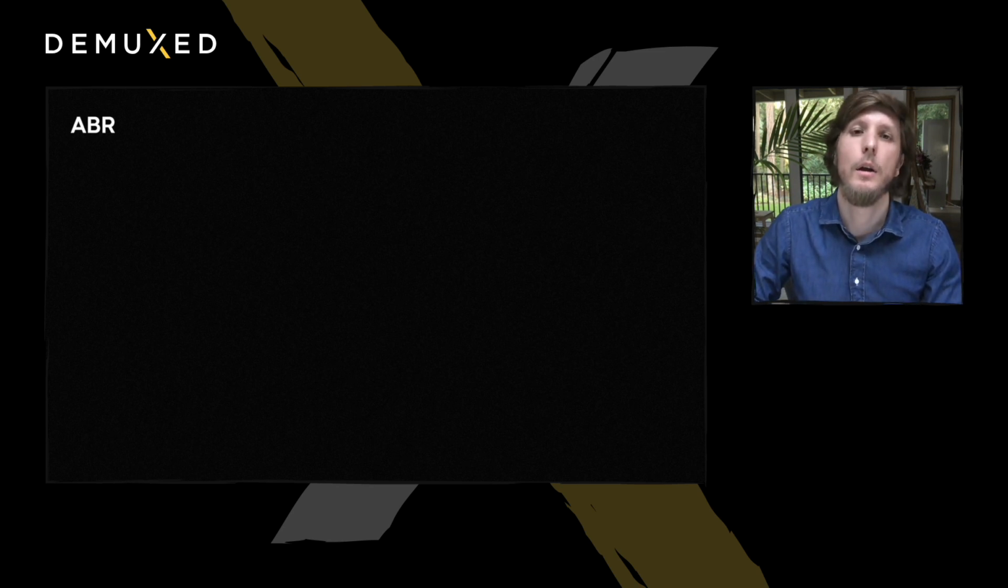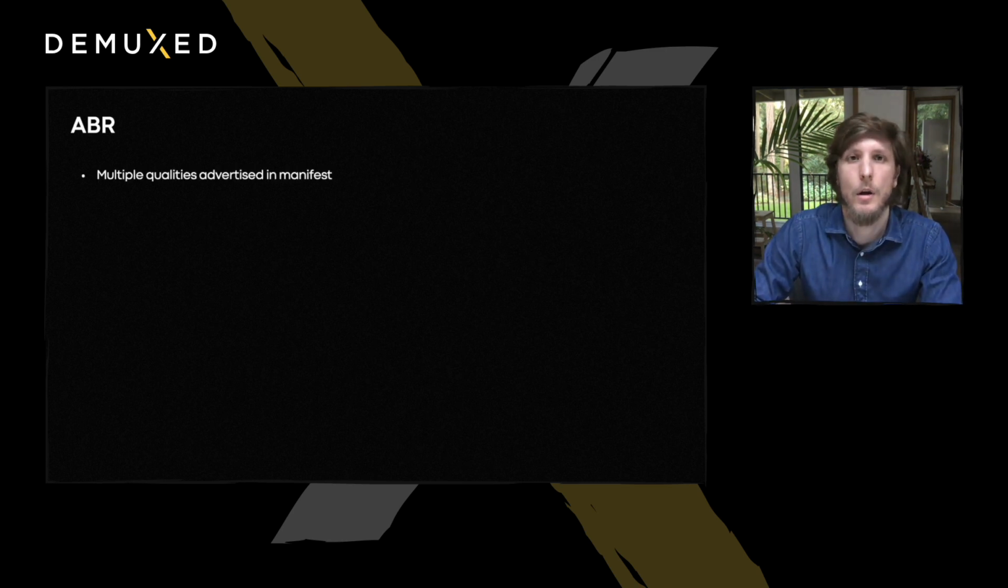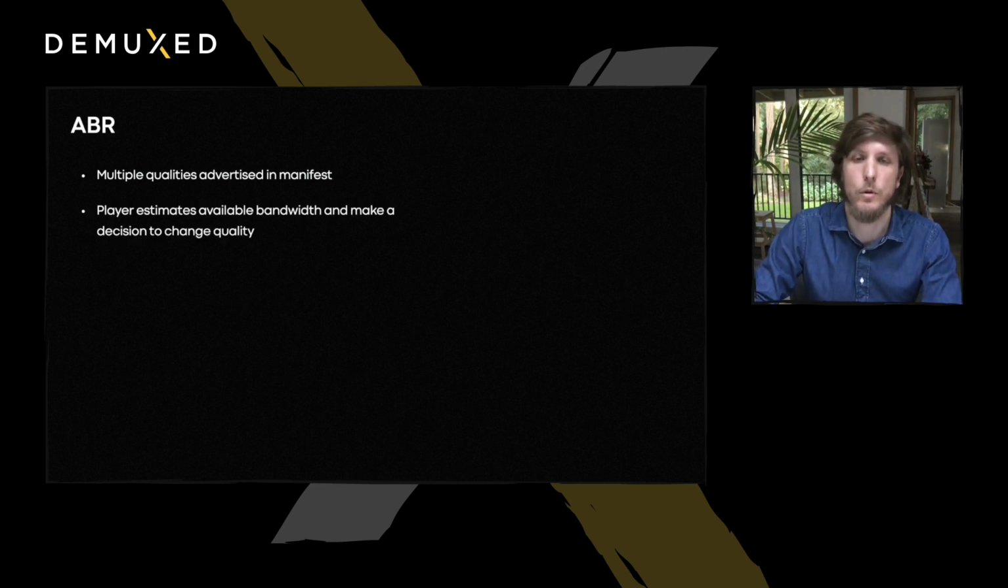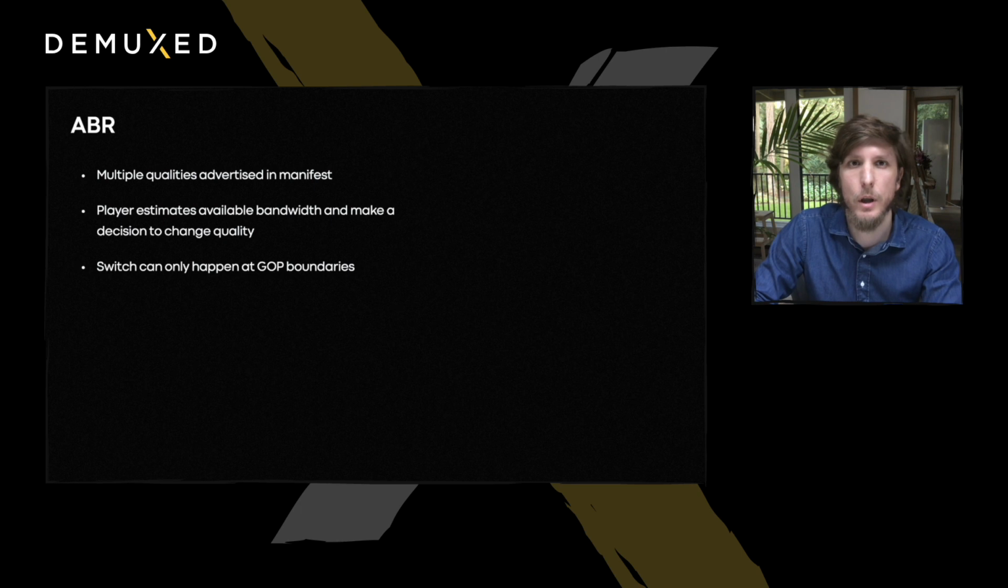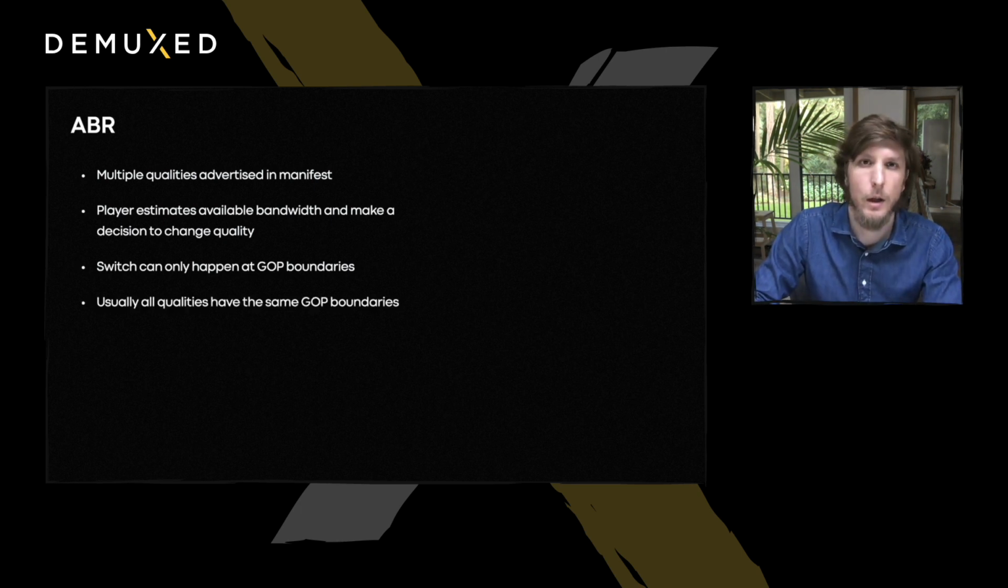People nowadays consume video on different platforms: mobile, desktop, TVs, and in different network conditions: home Wi-Fi, mobile internet. Playing well in different network conditions can be challenging, and the common technique to achieve that is to use ABR, adaptive bitrate. In a traditional system, multiple qualities are advertised in the manifest. The player estimates available bandwidth and makes a decision when to switch qualities when it's needed. A switch can only happen at GOP boundaries. Usually all qualities have the same GOP interval. Larger GOPs are desired for better compression efficiency.